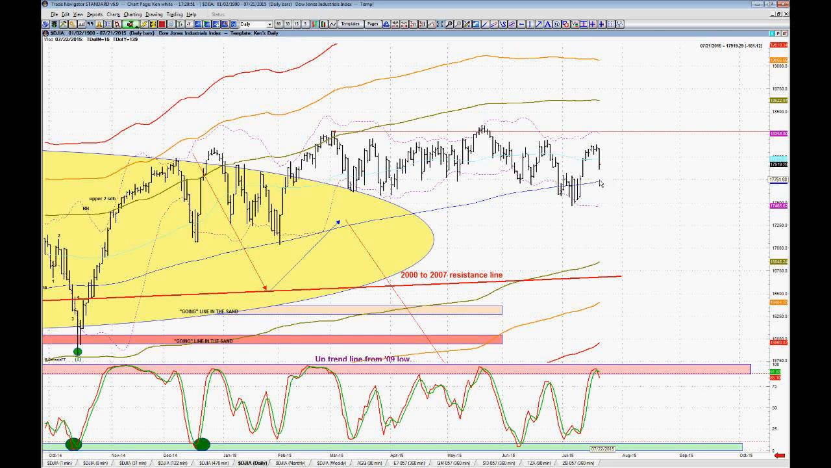Well, certainly we would exit on a close below this 200-day moving average. And we'd also exit on a close below this lower Bollinger Band. And until this stochastic leaves this red zone and enters the green zone, we're going to be looking for reasons to sell, not reasons to buy.